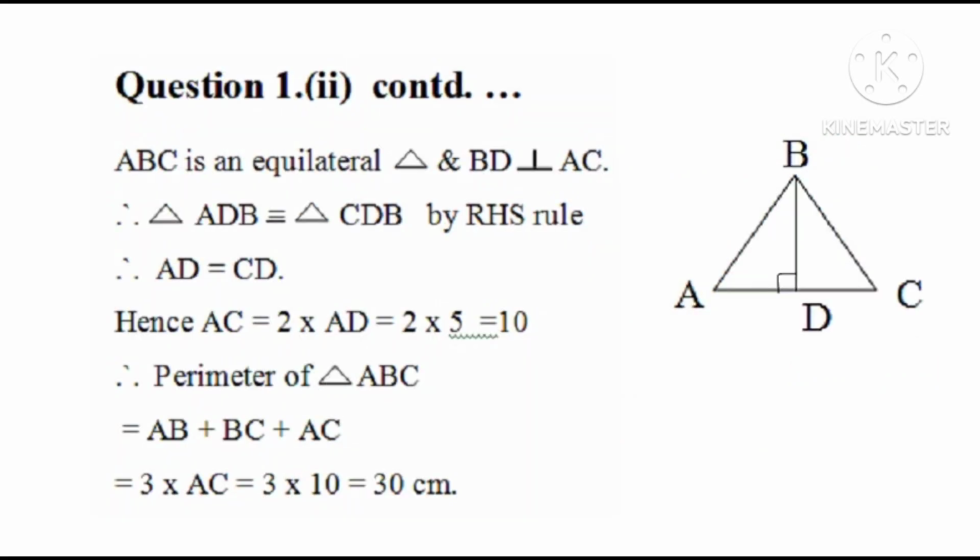Triangles ADB and CDB are congruent by RHS rule of congruency. Therefore AD is equal to CD. But AD is equal to 5 as shown above. Therefore AC is equal to 2 multiplied by 5 equal to 10. Therefore perimeter is equal to 3 times AC equal to 30 centimeters.